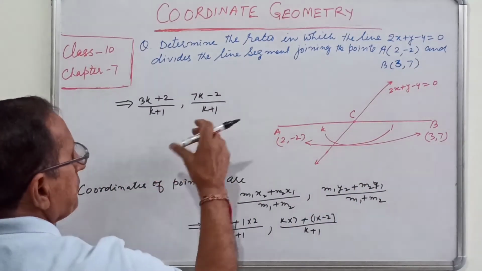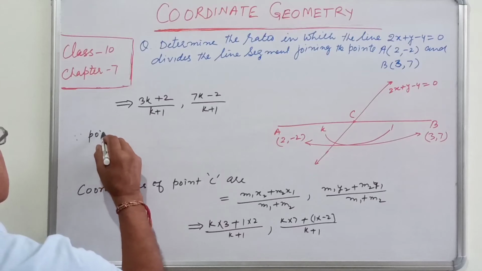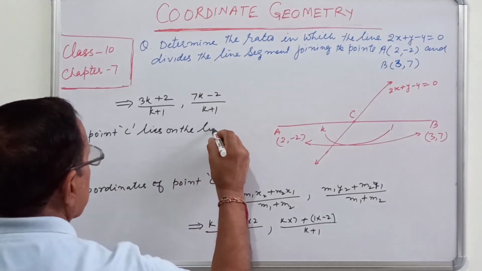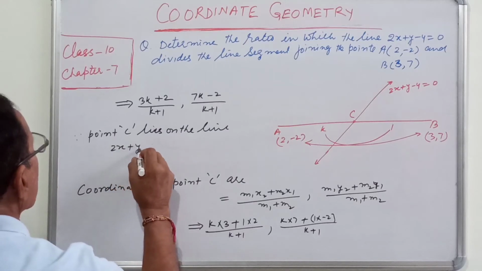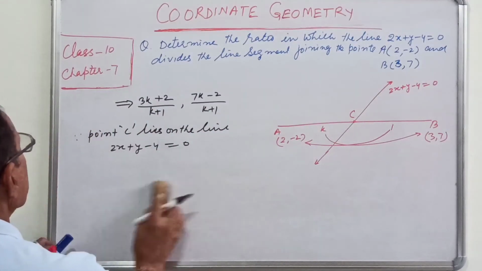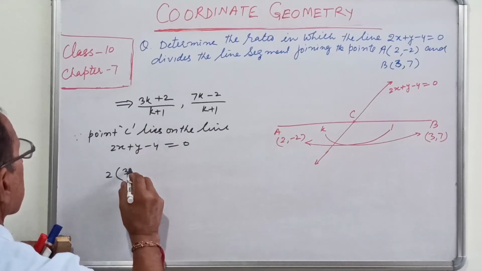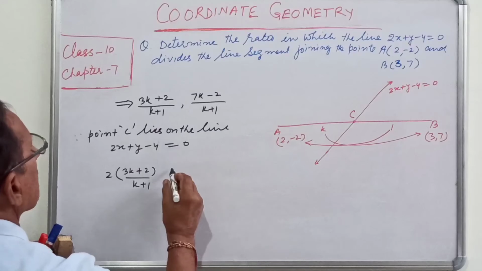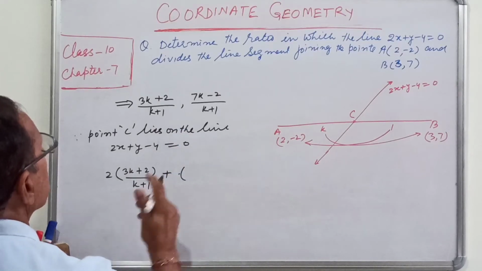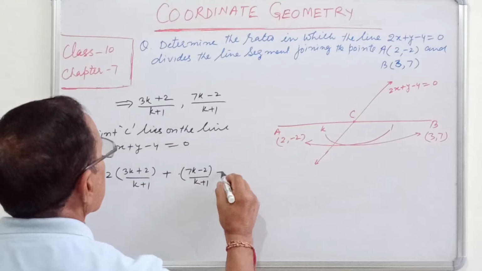इसके साथ इसको कंपेयर करेंगे. So since point C lies on the line segment 2x plus y minus 4 is equal to 0, तो वैल्यू पुट करेंगे अब x और y की वैल्यू. सो 2 इंटू x कोऑर्डिनेट है (3k प्लस 2) अपॉन (k प्लस 1), एंड y कोऑर्डिनेट इज (7k minus 2) upon (k plus 1) minus 4 is equal to 0.